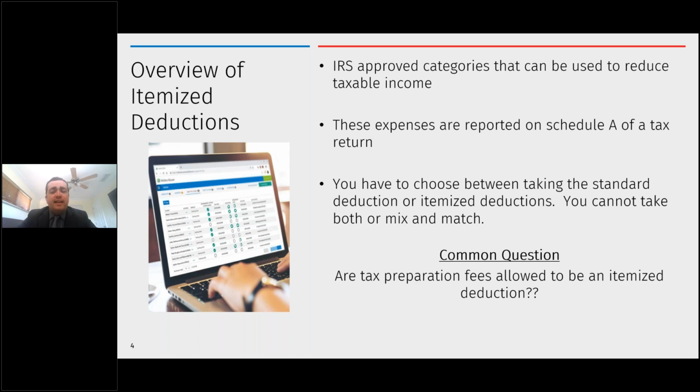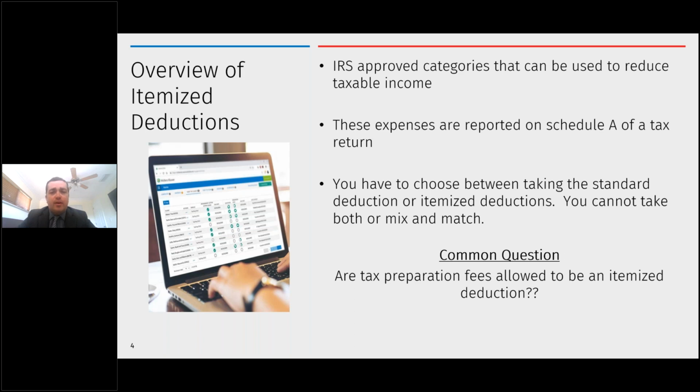A common question that I get is, can I take a little bit of the standard deduction and then take it itemized where it makes the most sense in order to get the best refund for my clients? The answer to that is going to be no. You cannot mix and match the standard and the itemized. It's really going to be up to you in order to pick which one is best.